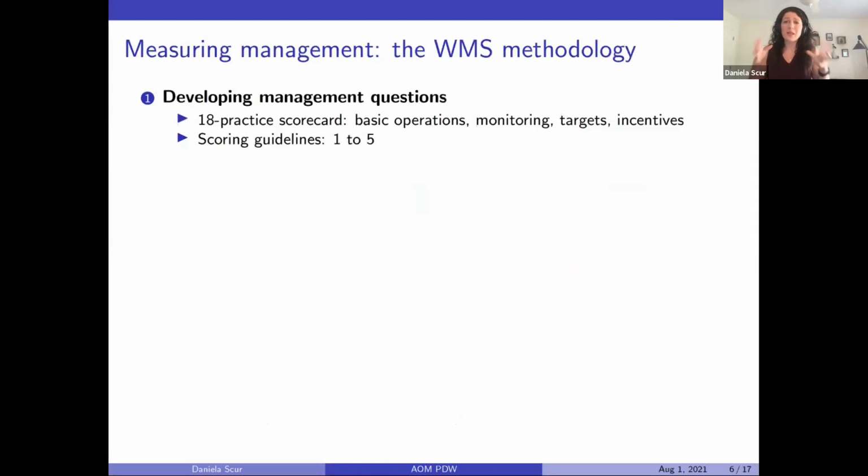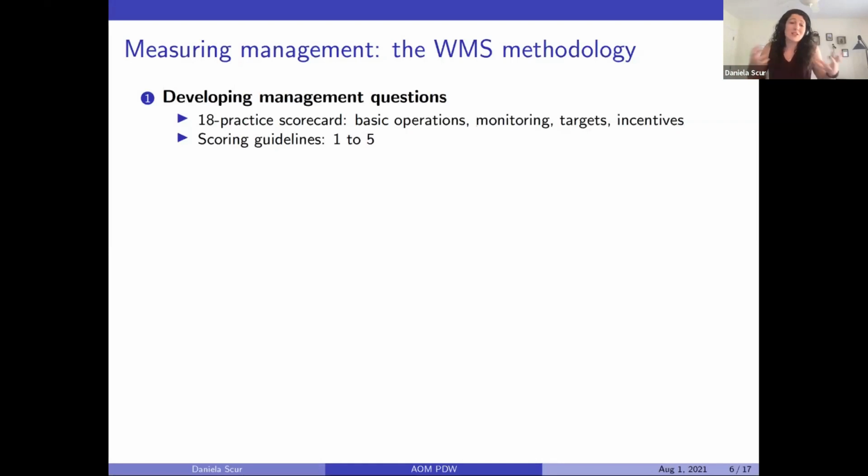So there are 4 key parts of the WMS methodology that I want to go over in terms of both the survey method, but also the operationalization of the method. And they'll be linked to some of the pitfalls that I'll discuss later. So I'll just want to quickly go over this first. So the first thing is question development. And again, this is something you've heard already a lot about, and how to think about your questions. Now, the manufacturing WMS ended up with 18 questions that go over basic operations and then monitoring the production process, target setting, and then incentives and people management.